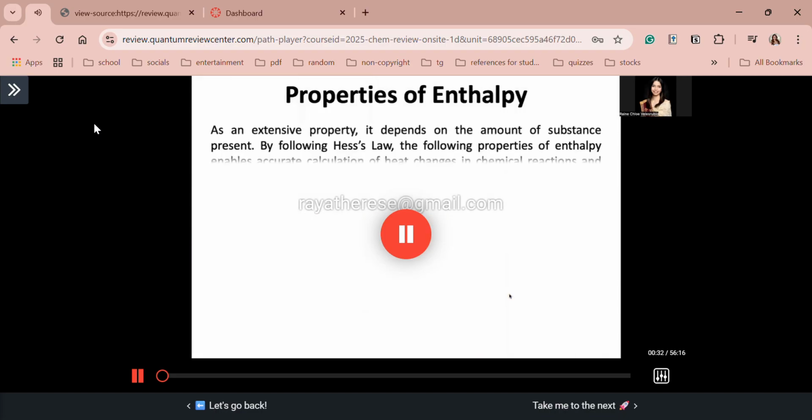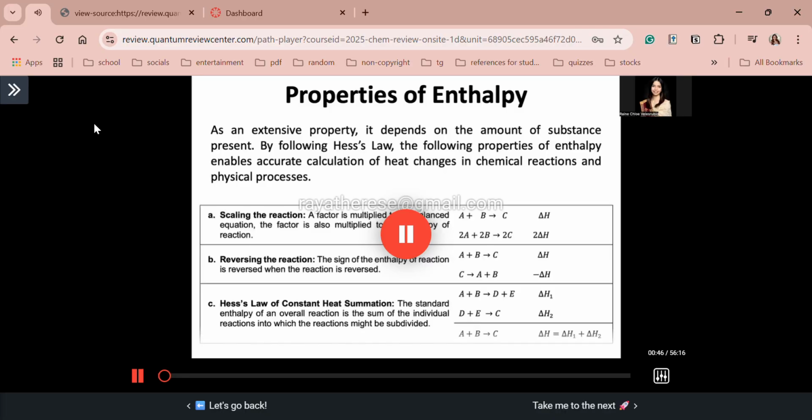Okay, let's go. So, we know that enthalpy is an extensive property. So, it depends on the amount of substance present. By following Hess's law, the following properties of enthalpy enable accurate calculation of heat changes in chemical reactions and physical processes. So, first property is that the enthalpies of reactions can be scaled. So, for example, here you have a reaction A plus B forms C products, okay? And you have a delta H. You can scale this whole reaction by multiplying it all by 2. Pag minultiply mo to 2, okay, then dapat multiply mo rin to 2 ang iyong enthalpy change.